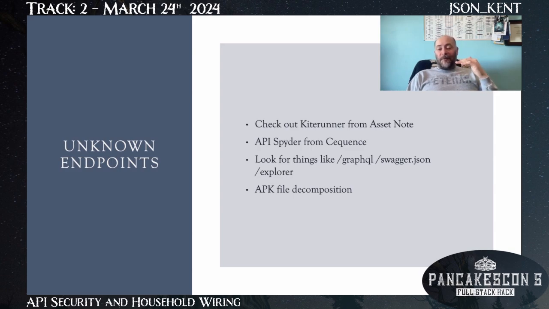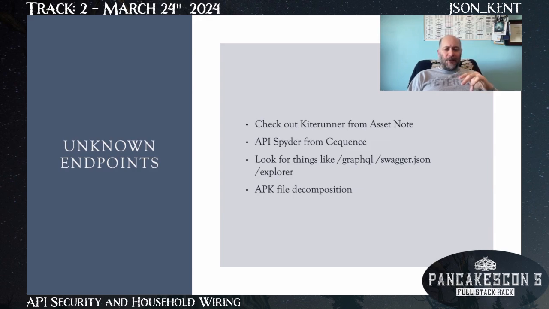Look for things like /GraphQL, /Swagger.json, /Explorer. If you go look at that word list on Asset Note and it's big, you'll notice a whole bunch of real common things that are inside there that are very common endpoints. And they'll allow for you to find some of these default endpoints that get installed with whatever platform. Like if you're running Kubernetes and you have a database and stuff, you probably have a GraphQL endpoint that you're unaware of. And so you may want to know about that.